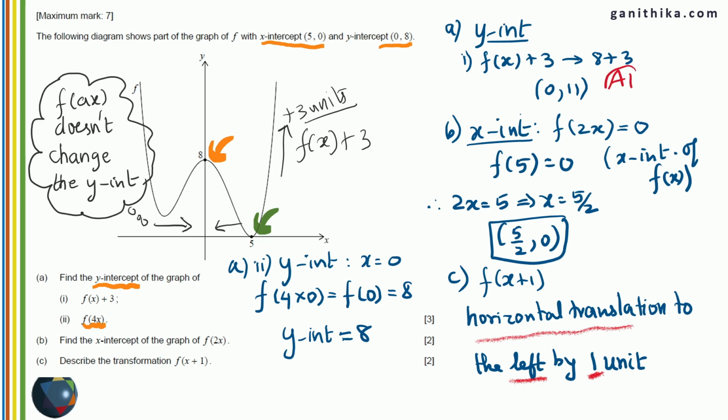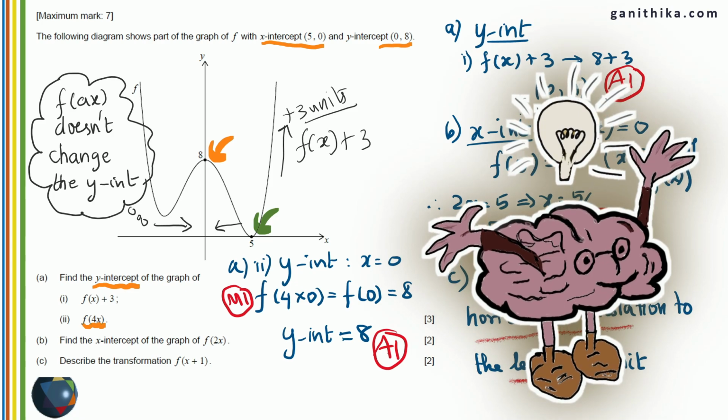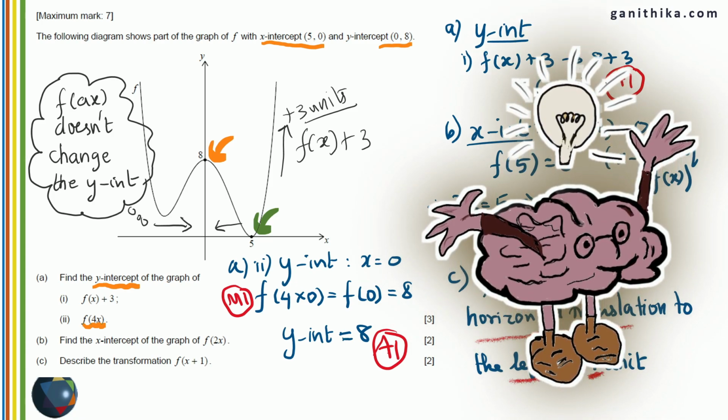And we'll go for the marking scheme from the beginning. A1 mark for finding the value of the y-intercept for f of x plus 3. And method 1 mark for any method that you use to find that the y-intercept of f of 4x is equal to 8. And A1 mark for the answer 8. And for question B, you have 2 marks directly for getting the value of x is equal to 5 over 2. So you either get 2 marks or you don't get any mark for this question. So there is no method mark.